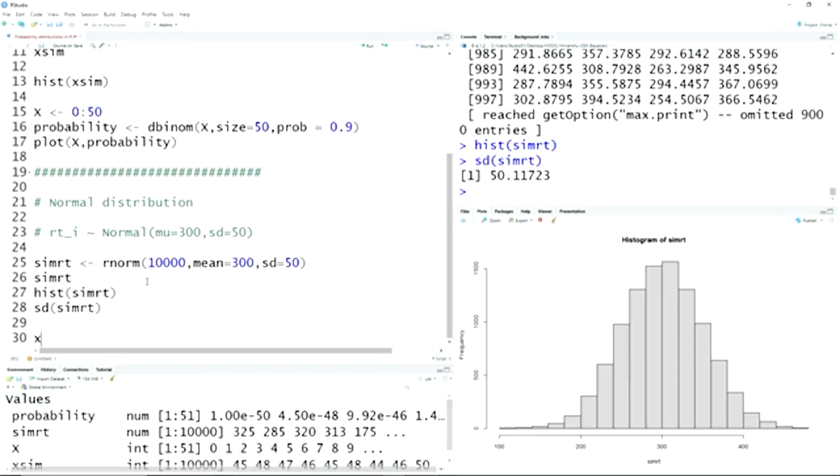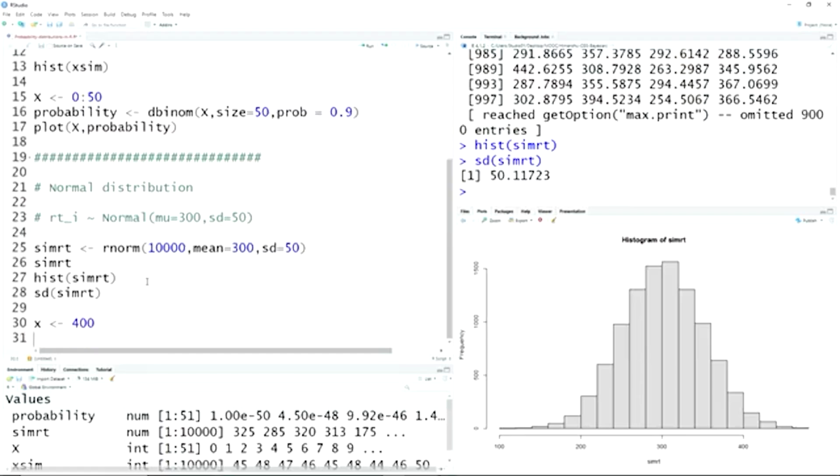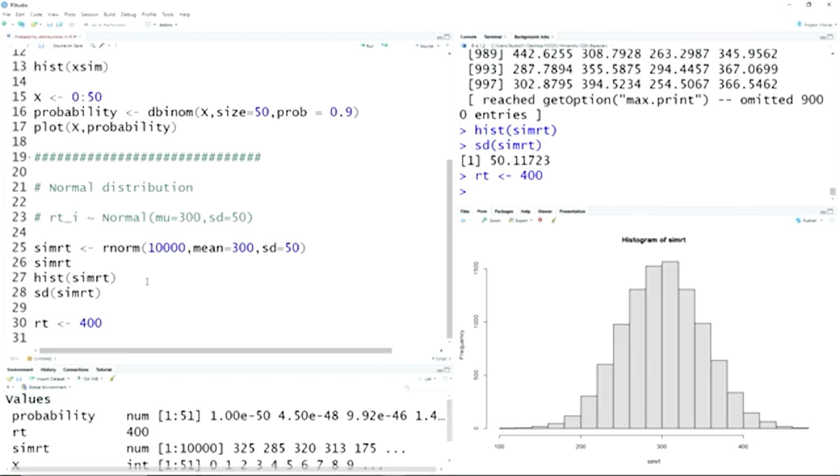So let's say the value of the random variable, some RT, some reaction time, is 400. So this is what you have observed in an experiment, and you want to calculate the probability density of observing this value, given that you have a normal distribution with mean 300 and SD 50.